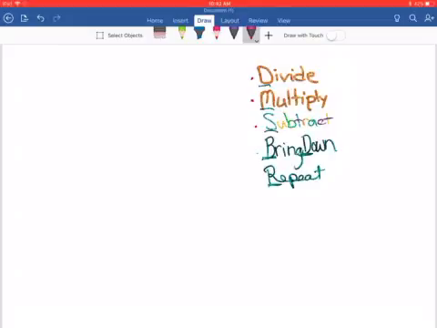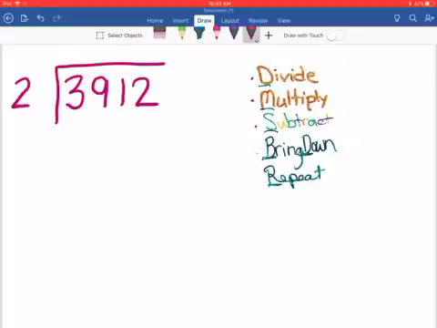All right, let's do a 3,912 divided by 24. Oh my goodness! Don't freak out, I promise. Same thing. Divide. 3 Can you divide 3 by 24? No. If you have 3 brownies, you cannot share them equally with 24 friends. So go on to your 39. 39 divided by 24, yes.